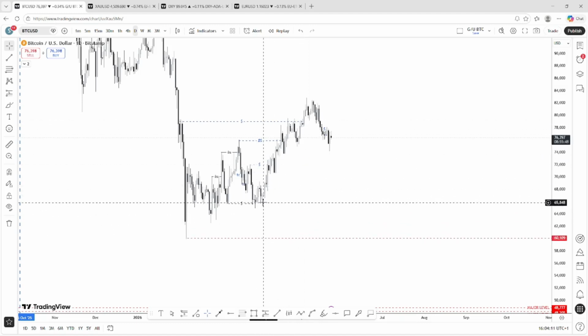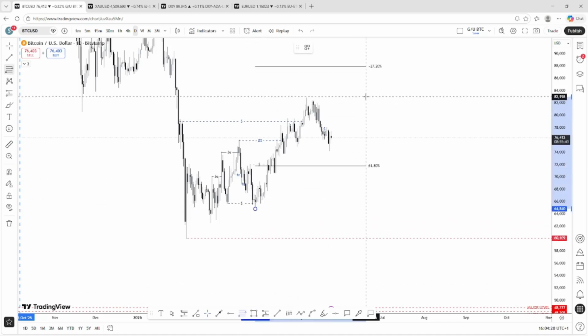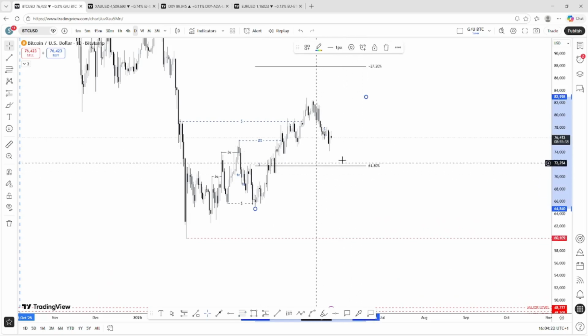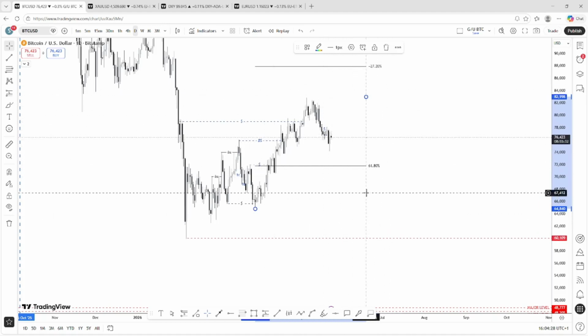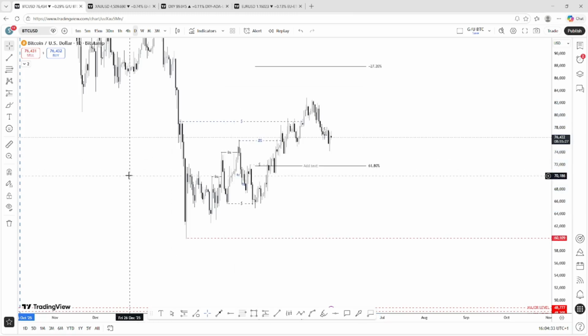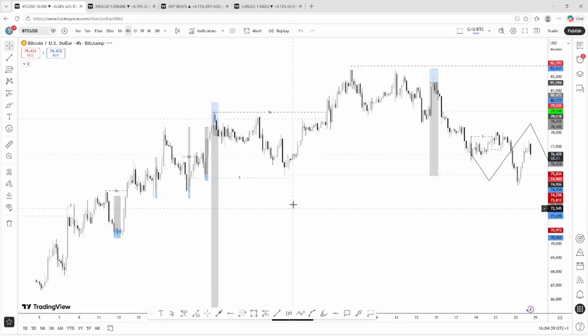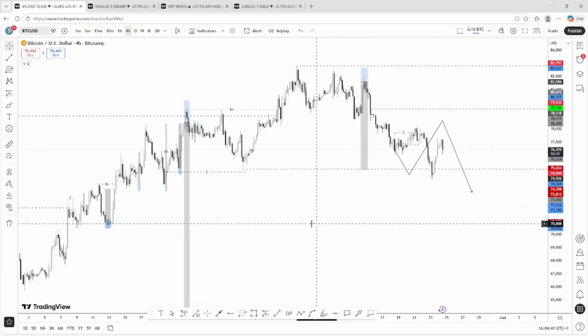So according to the daily structure, this is the structure. But for price to get here, a lot of things have to happen on the lower time frame. So let's jump to the 4-hour time frame and anticipate where Bitcoin will be heading to next.